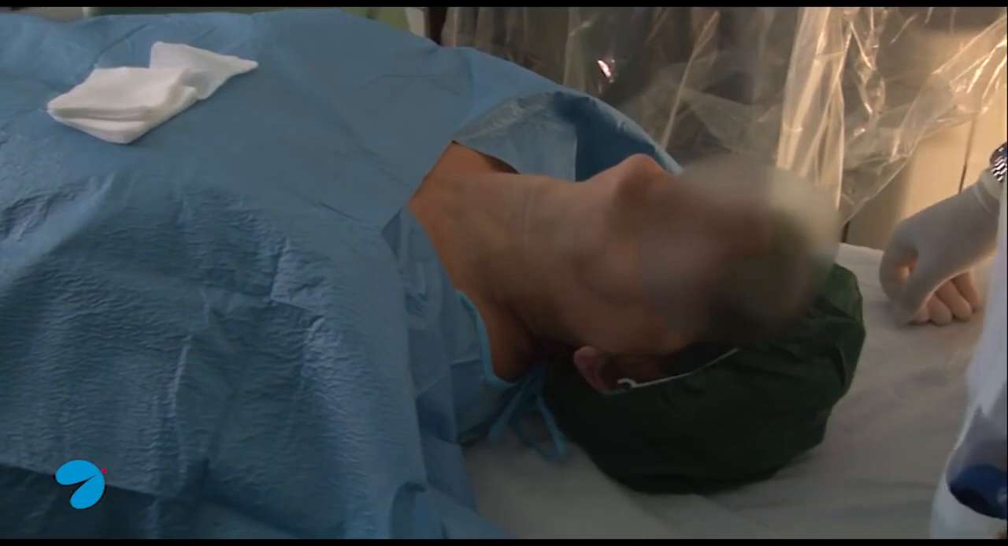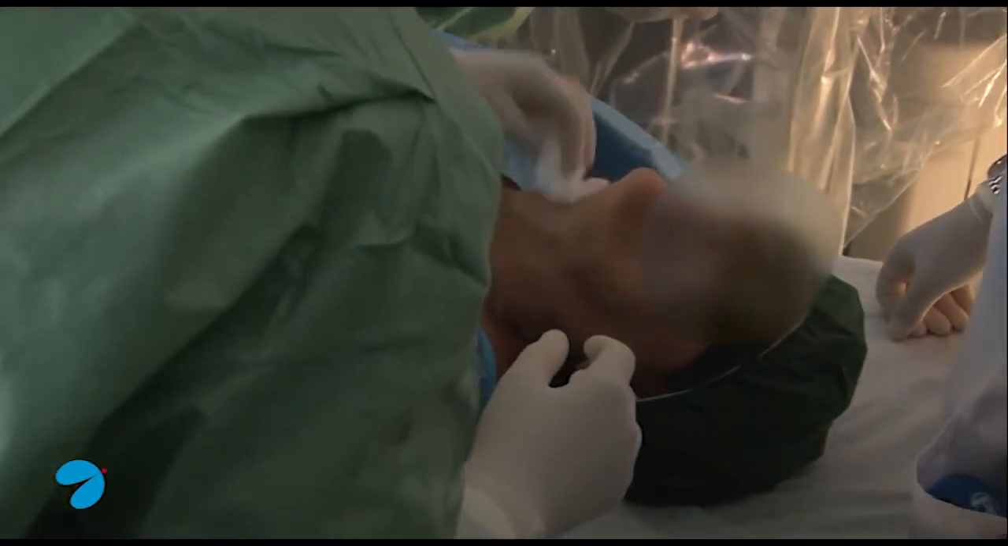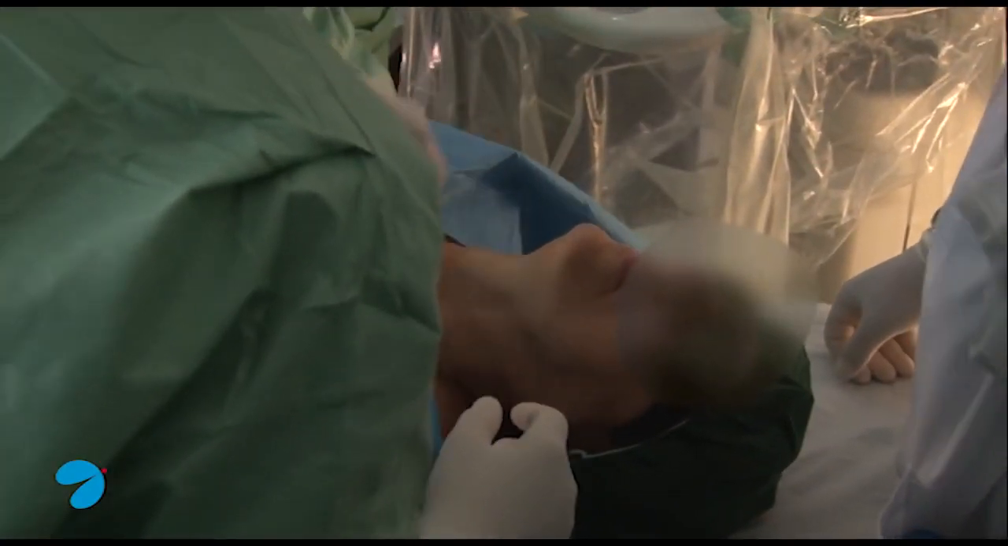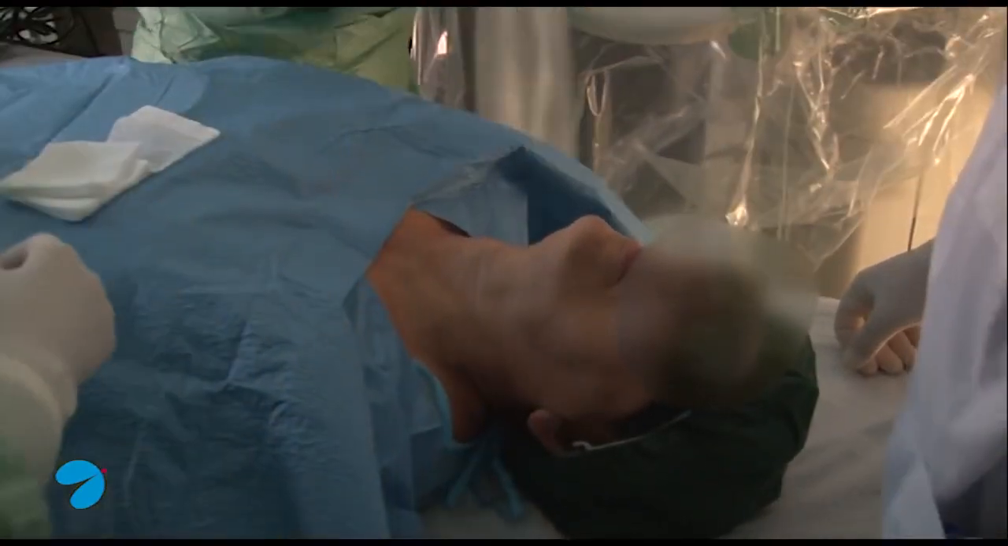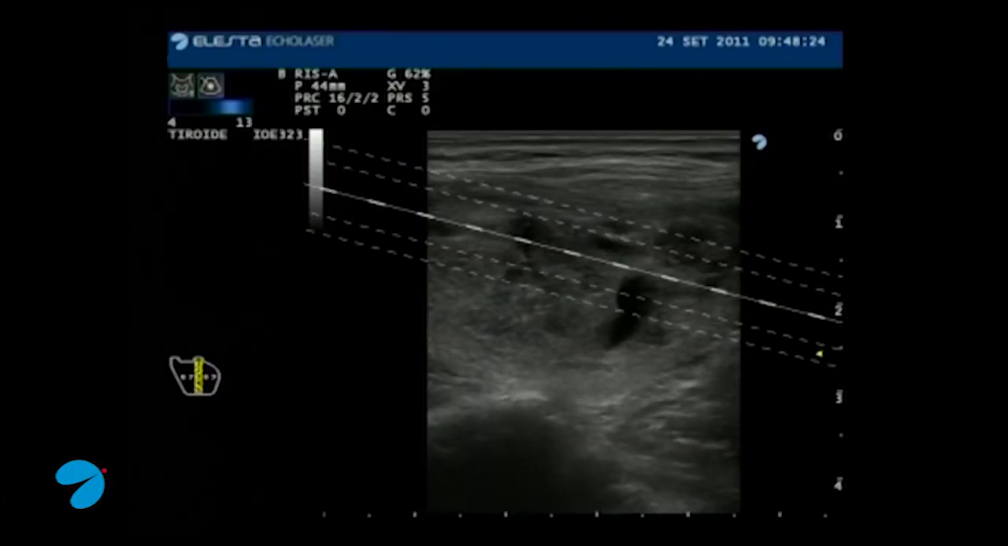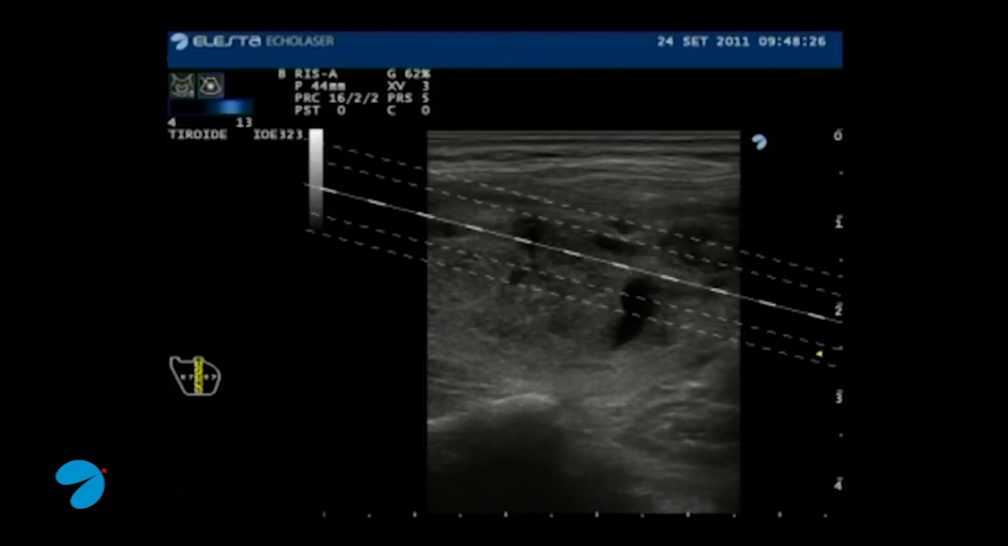In this phase, we proceed to prepare the operating field. We disinfect the target zone. This is the active phase of the procedure.